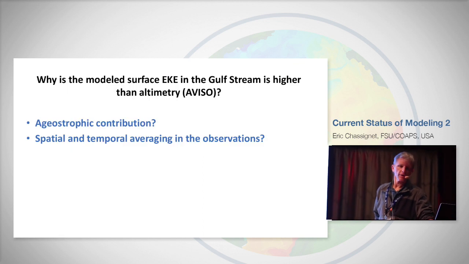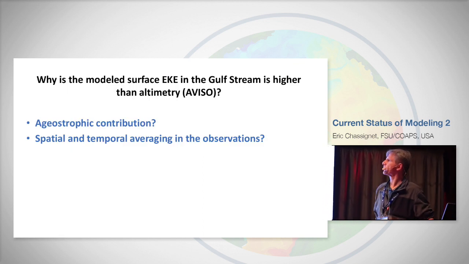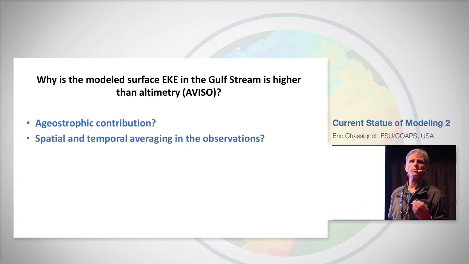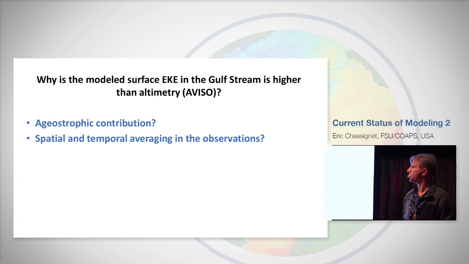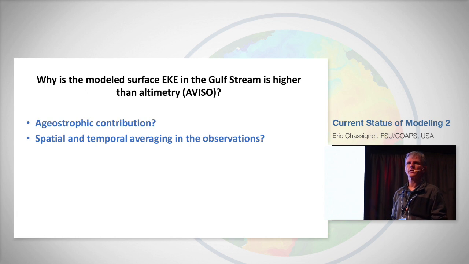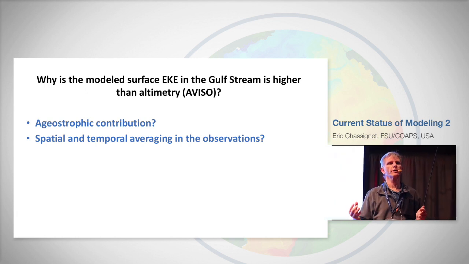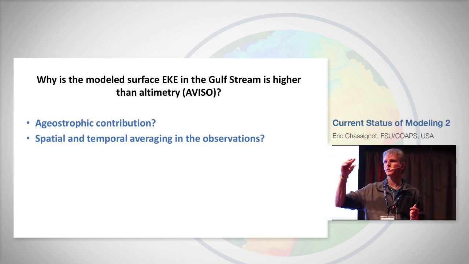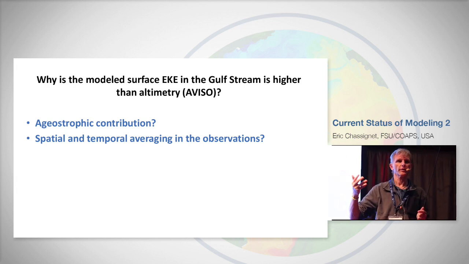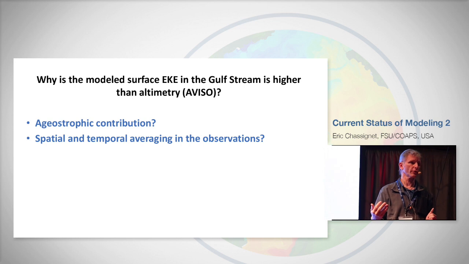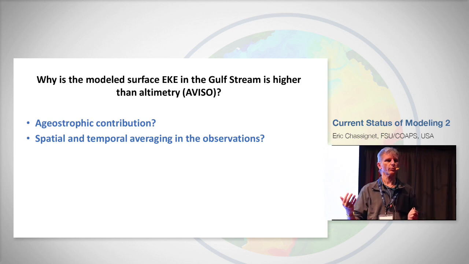Okay. So one of the questions you can ask is, why is it that the EKE from the 1/50 degree model is higher than the 1/12 degree? It's a fact that when you compute the EKE from altimetry, you take the sea surface height anomaly, you derive the geostrophic velocity, and that's how you compute the EKE. You don't use the total velocity. So when you get to 1/50 degree, especially when you have submesoscale features, you have a lot of ageostrophic motion.